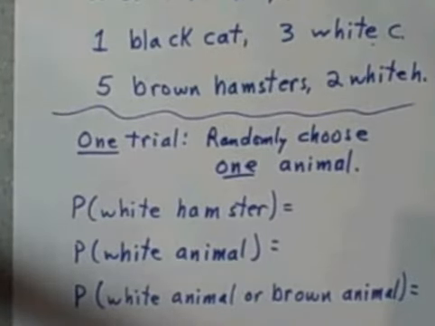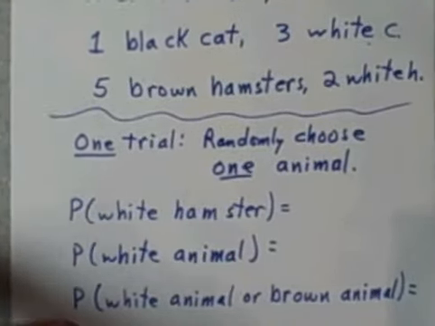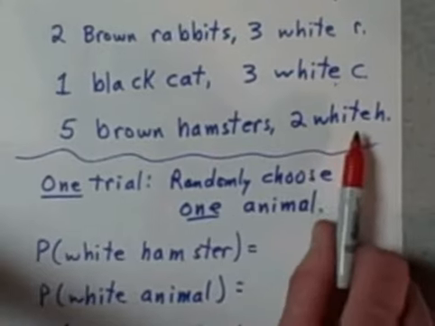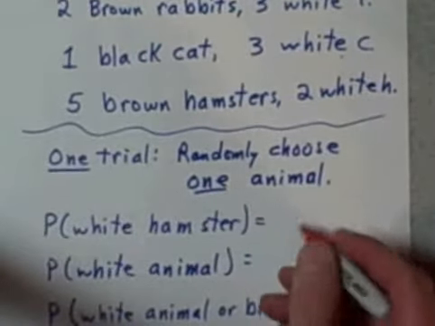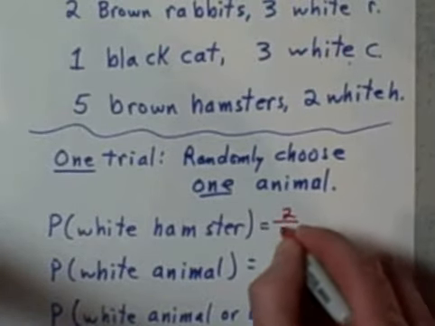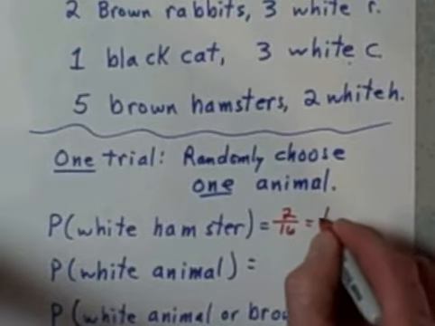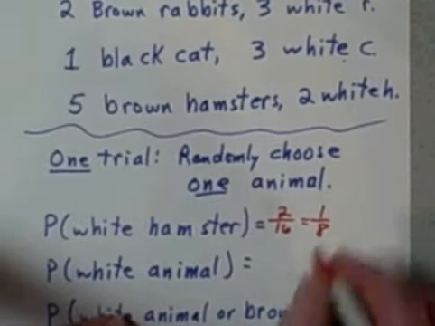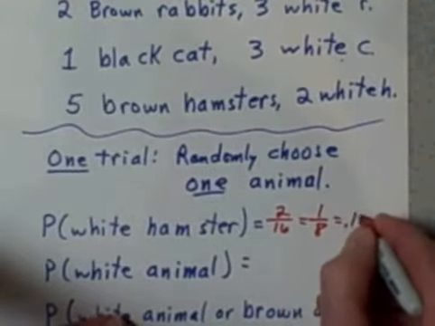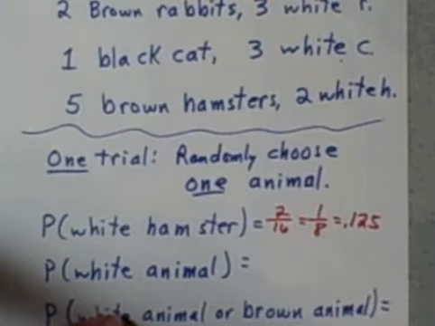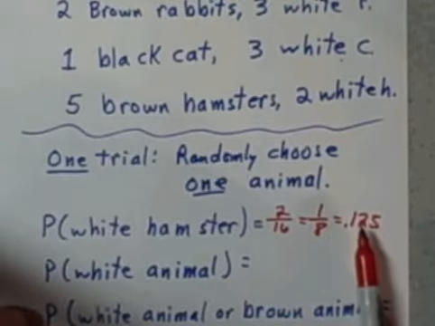So the probability that we get a white hamster, well, of the 16 animals, 2 of the animals were white hamsters. So the probability that I get a white hamster is 2 out of 16, which reduces to 1/8. If you want to write it as a decimal, that'd be 0.125. Once again, we always round our decimals to 3 significant digits.